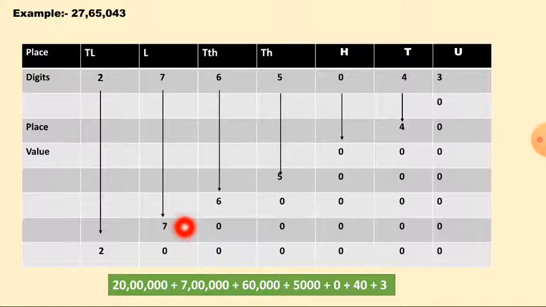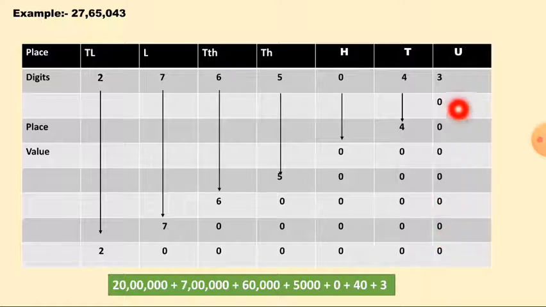Now the next number is 7 and it is on which place? Lakh place value. So we will write 7 as it is, and after that on the empty places we will write the 0. So how many 0 do we have to write? 1, 2, 3, 4 and 5. Then the next place value is 10 lakh and the number is 2. So after writing 2, we have to write the 0 at the empty places. So how will you write? 0, 0, 0, 0, 0 and 0.